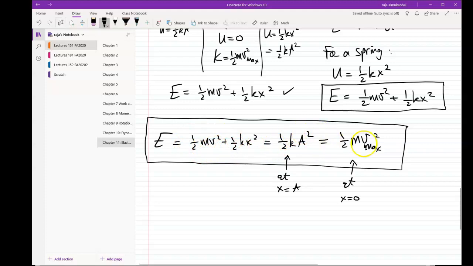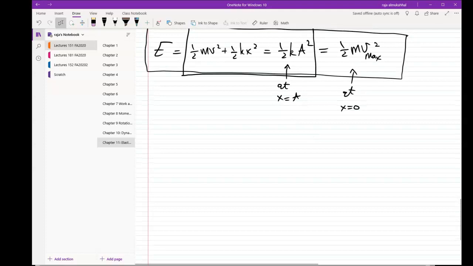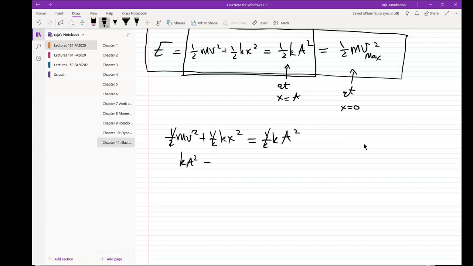So if I take this equation right here, okay, write it down: 1/2 mv squared plus 1/2 kx squared equals 1/2 ka squared. I can simply solve for v. Okay? To do that, let's do the algebra. So I have to cancel out there. And if I work it out, I end up with, let's see, ka squared minus kx squared equals mv squared.